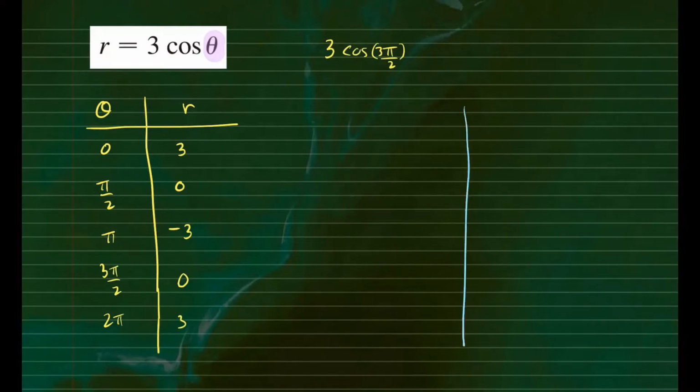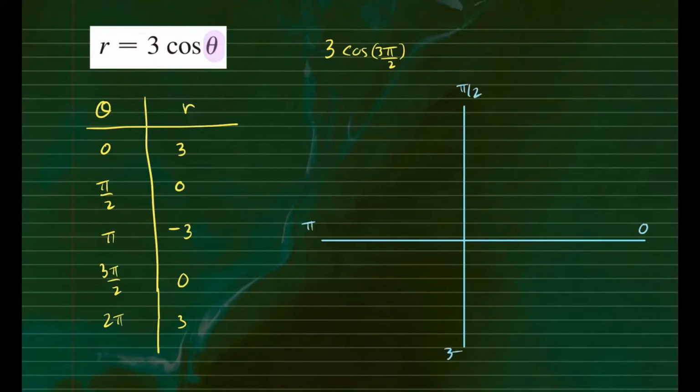Now let's graph. So here's our Cartesian plane. So this is 0. This is pi over 2, pi, 3 pi over 2, and then 2 pi. So when our theta is 0, we're at 3. Let's suppose this is 3. And then when theta is pi over 2, we're back to 0. So right here.